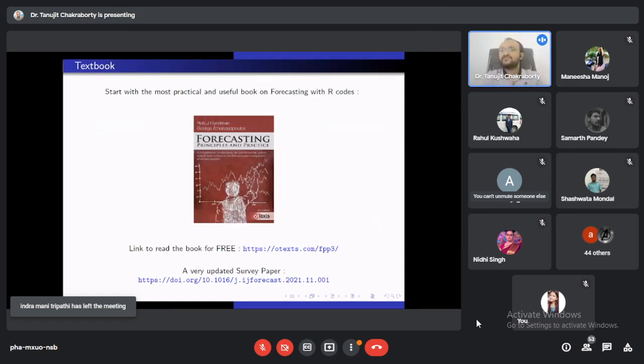The very next question will arise: sir, where should we start? Which book should I follow? This is the most practical book, written by one of the most popular forecasters in the world, Rob Hyndman and George Athanasopoulos. They wrote the book Forecasting: Principles and Practice, which is freely available with all the R codes and datasets within it. So you can read this book from a practical perspective.